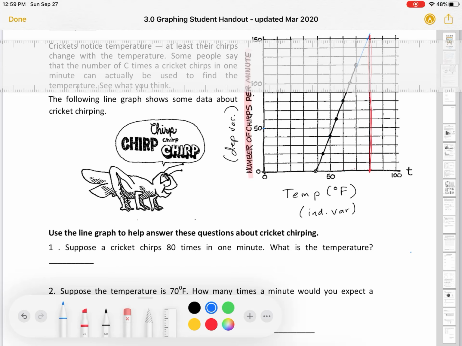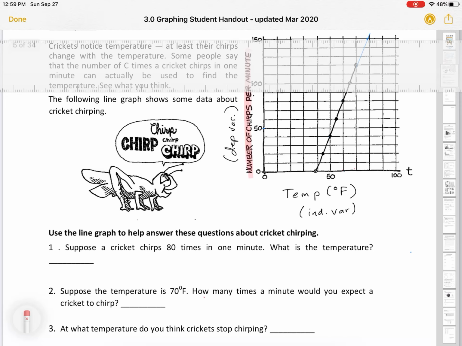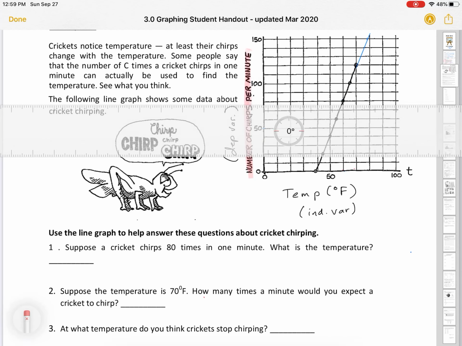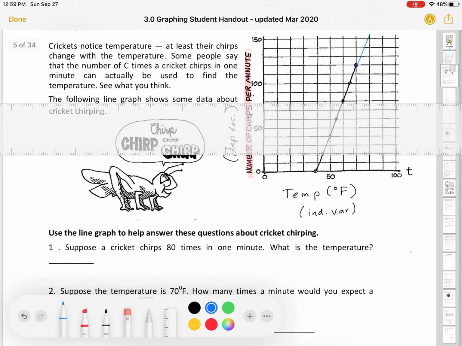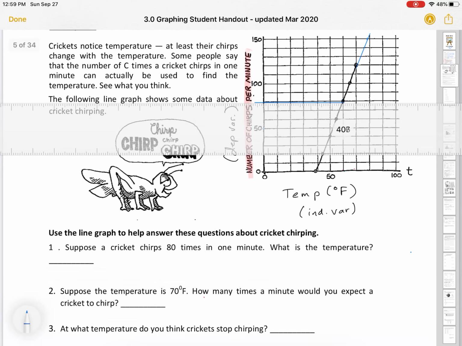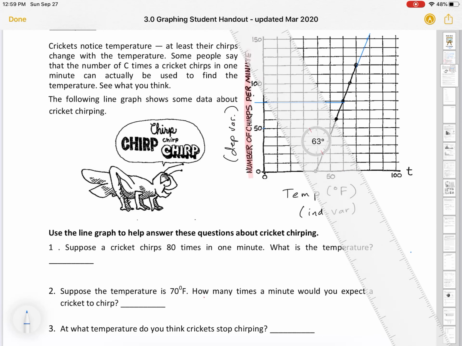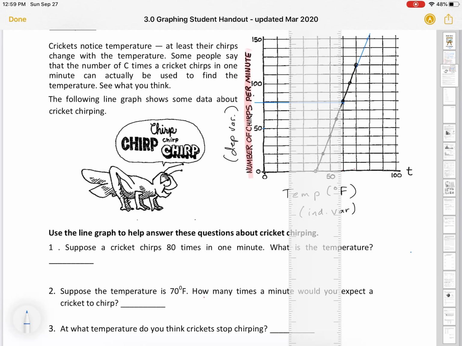Am I reading? Oh, wait. Sorry, I'm reading the wrong information. Oops. It's not 80 degrees, it's 80 times. So we're going to extrapolate later. So 80 chirps is here. Let's draw a line there. And then that matches up like so below. So it's around 60 degrees Fahrenheit. My apologies. This is what happens when you don't read your question carefully.